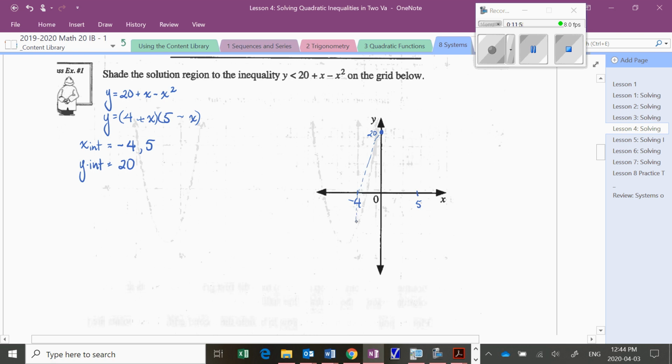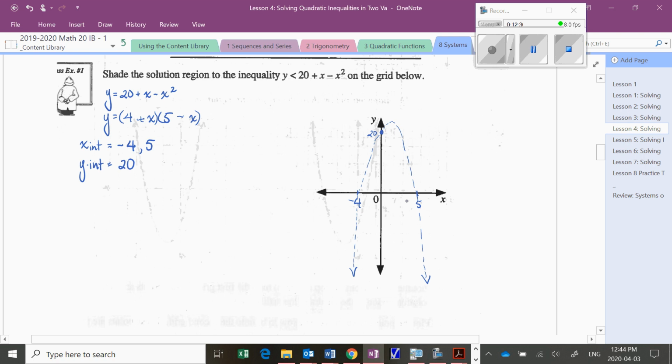The vertex is going to be above this, so it comes a little bit higher than that 20 and continues down like so. I've done it as a dotted line and not a solid line because it's just less than, it's not less than or equal to. If we wanted to be more precise than that, then we would need to complete the square with that to know exactly what our vertex is. So, or we could do it in a second way as well.